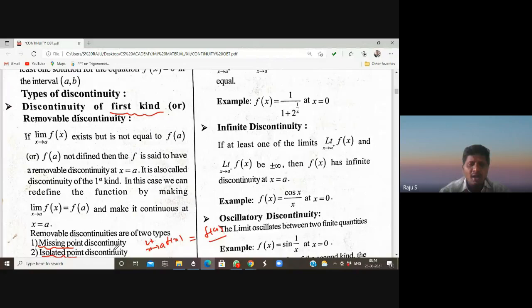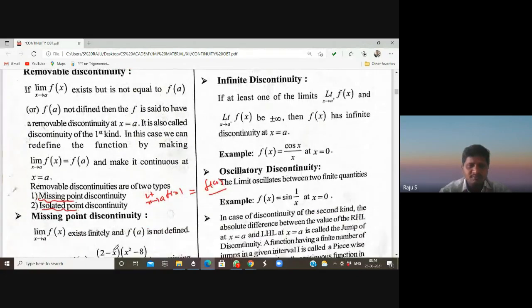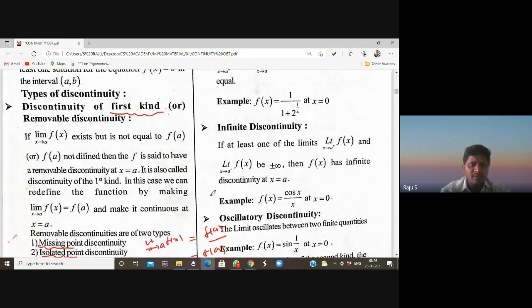And what is meant by isolated point of discontinuity? Both will be existent. In missing point, f of a does not exist, but in isolated point discontinuity, f of a exists. Very simple. This is a discontinuity of the first kind.